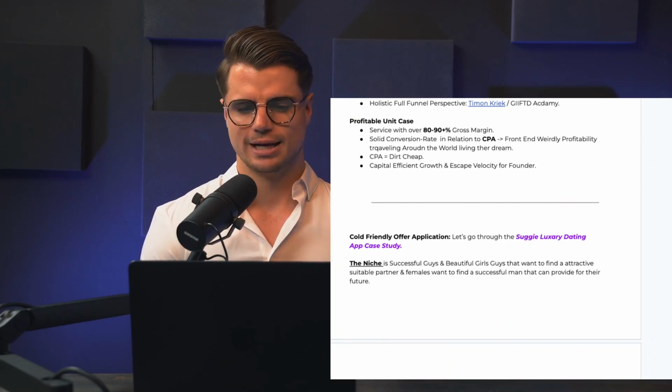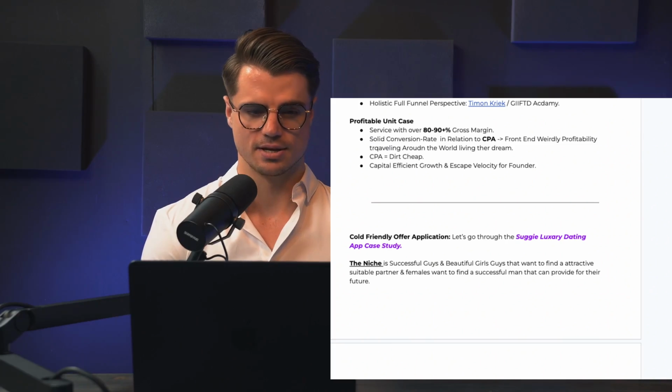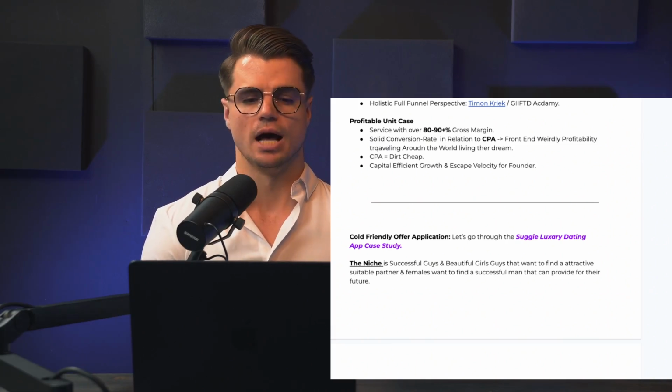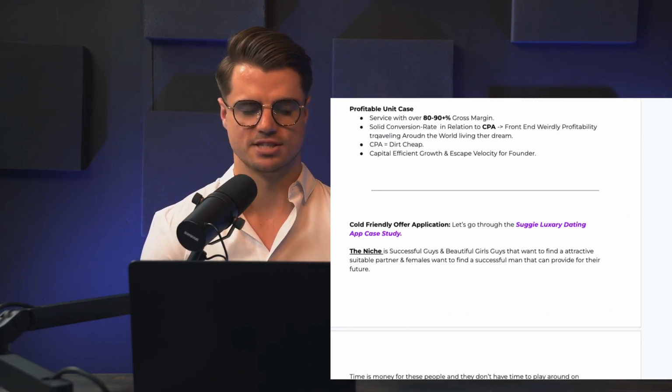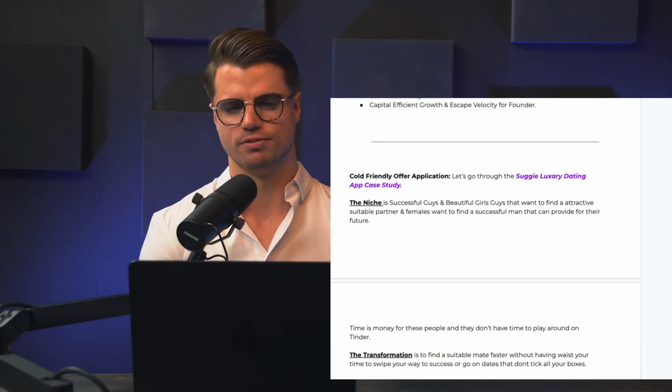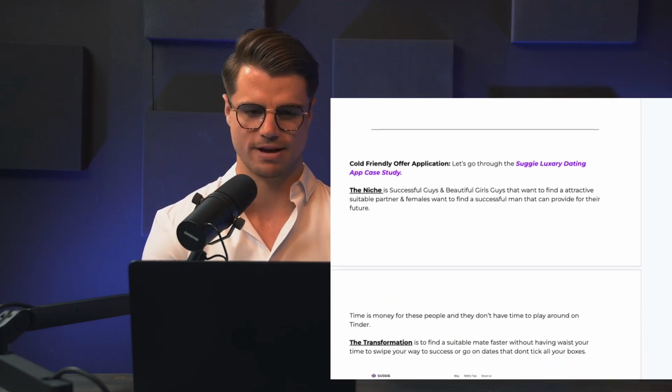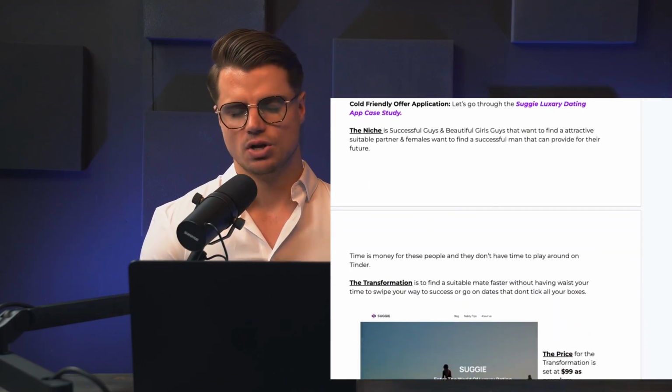So a solid conversion rate in relation to the CPA on the front end, weirdly profitable, as I said, and obviously transitioning all around, traveling all around the world, stuff like that. And CPA becomes dirt cheap: capital efficient growth, and escape velocity for the founder. Now, the call-friendly offer application.